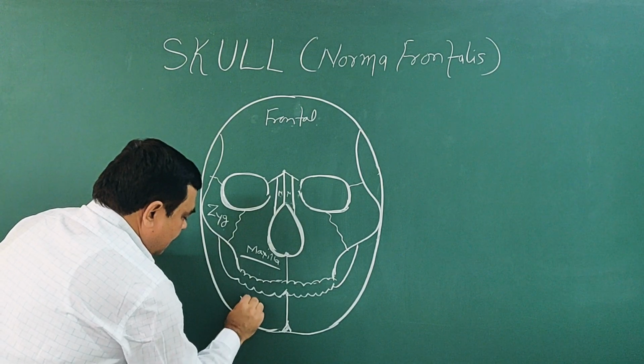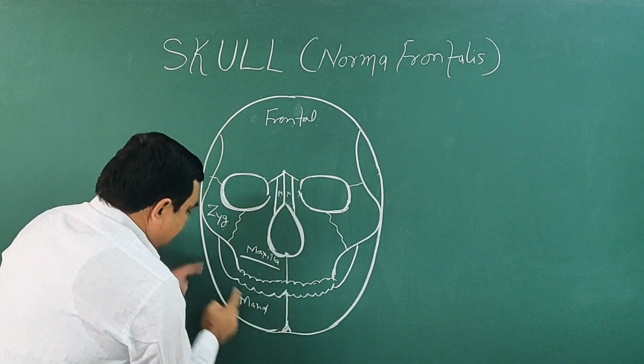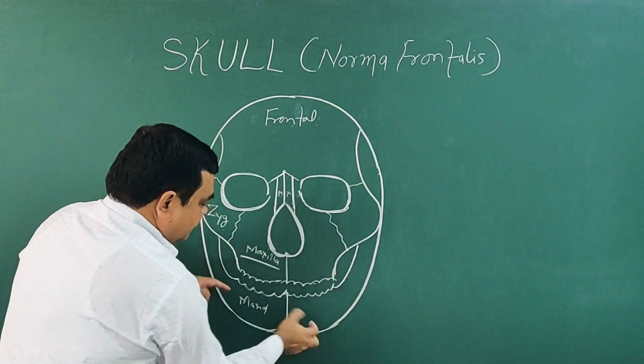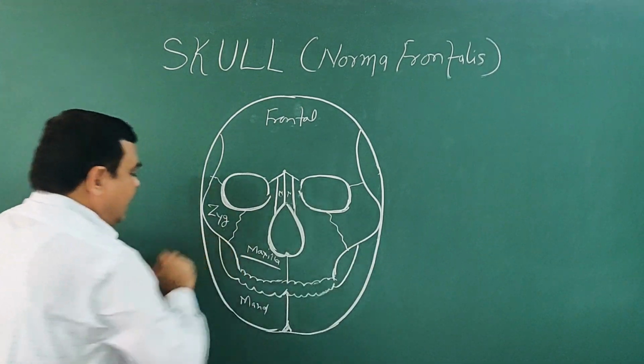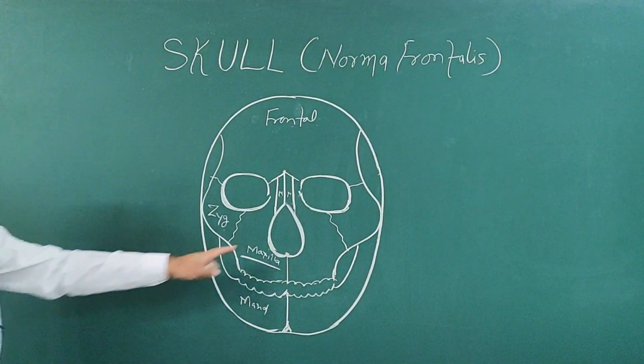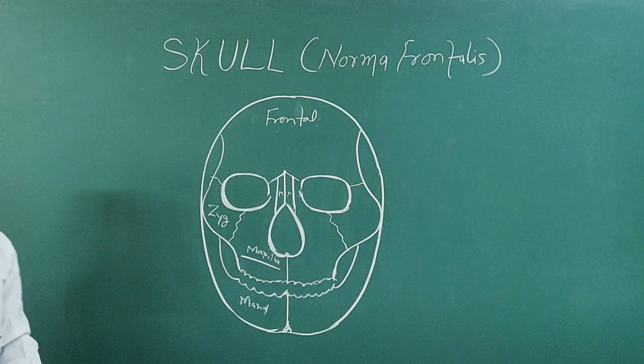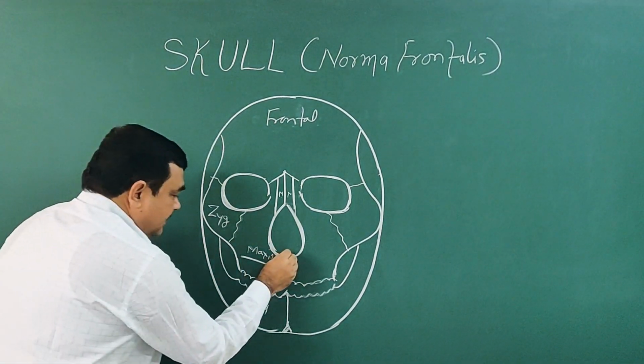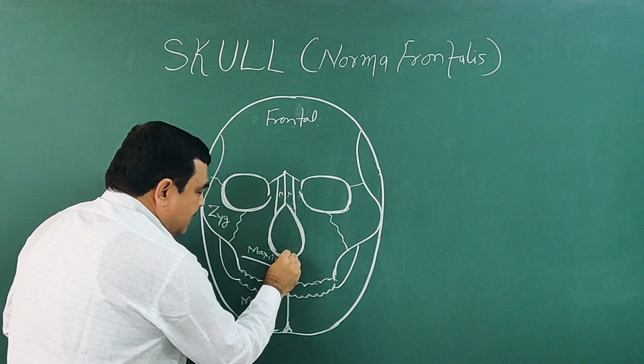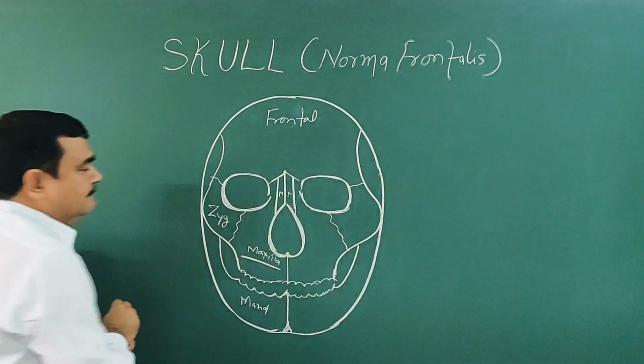This is the mandible. This part is the body of the mandible. Here is the ramus of the mandible. This is the anterior nasal opening, the anterior nasal aperture. Here is the anterior nasal spine. So this part is the anterior nasal spine.